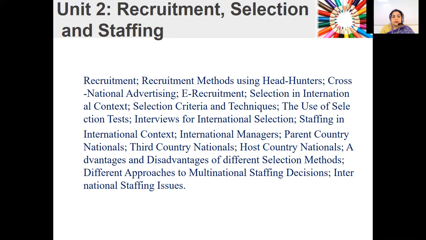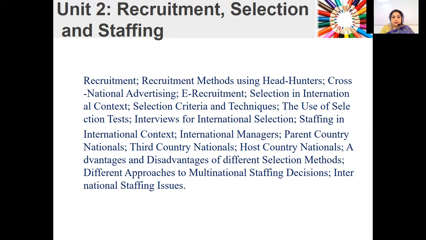We'll also learn about selection in an international context: how an individual candidate or a potential candidate is selected, what criteria are used, and what techniques are used for the selection of an individual.